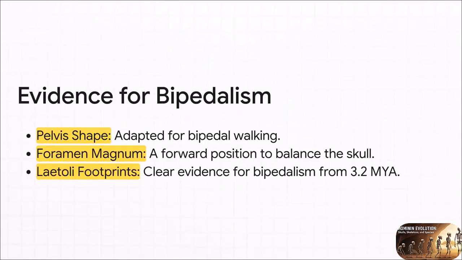First up, look at the pelvis. It changed from being long and narrow to this shorter bowl shape. Why? To support our guts and keep us stable while we walk. Then there's this thing called the foramen magnum. I know, it's a mouthful, but it's basically just the hole where your spine connects to your skull. It moved from the back of the skull to right underneath it, which balances your head perfectly for walking upright. And if the bones weren't enough, we have actual footprints, the Laetoli footprints, 3.2 million years old, showing a walk just like ours. How cool is that?